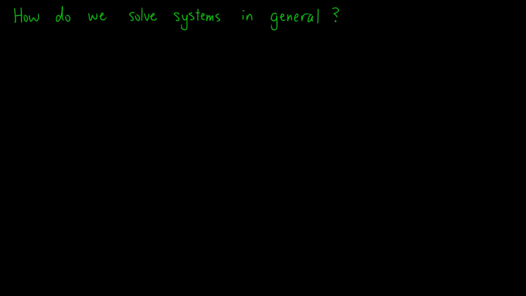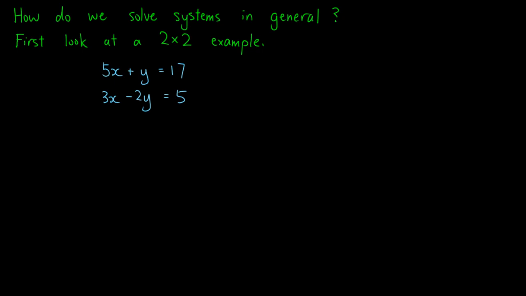Now, we want to talk about how we can solve systems in general. Let's first look at a 2x2 example. That is, two equations with two unknowns. We consider the system 5x plus y equals 17 and 3x minus 2y equals 5. The augmented matrix looks like this.